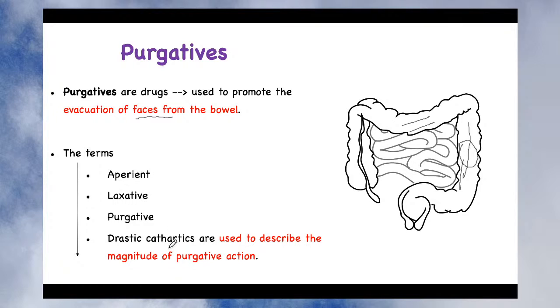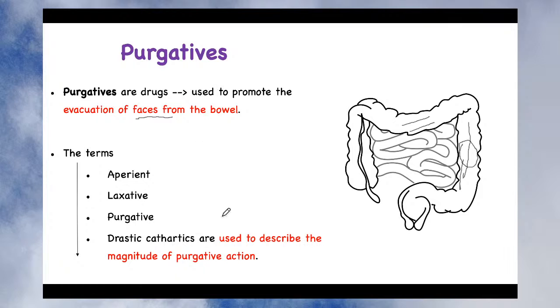Whereas the drastic cathartics are basically all purgatives as well, but they have a very high intensity of purgative action. So depending upon the patient's condition, you can use different types of purgative drug.